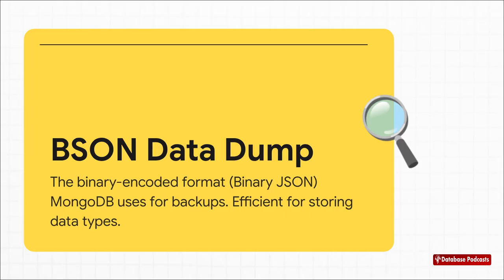Now, what's really cool is the format mongodump uses. It's called BSON, which stands for binary JSON. And this is a game changer. See, unlike regular JSON, which is just text, BSON is a binary format. That makes it way more efficient and, crucially, it can handle all the rich data types that MongoDB uses, things like dates or binary data that regular JSON just can't. This ensures your backup is a perfect, high-fidelity copy.